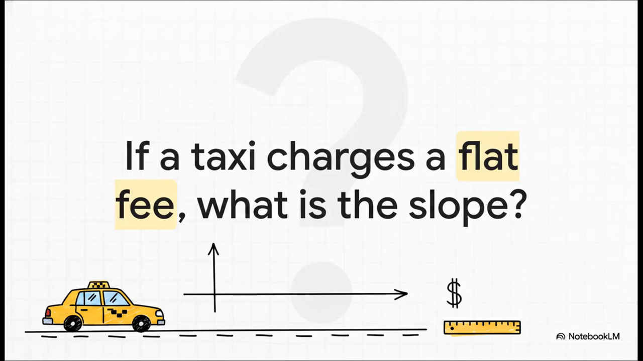Let's pause for a quick knowledge check before we move forward. Think about this for a second. If your taxi charged a flat fee, say $15 no matter if you traveled 1 mile or 100 miles, which of those 4 slopes would perfectly represent your ride? Well, if the cost never rises, the vertical change is exactly 0. So this would be a zero slope, a perfectly flat horizontal line right across your coordinate plane.